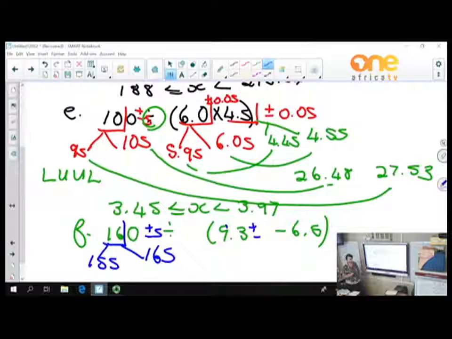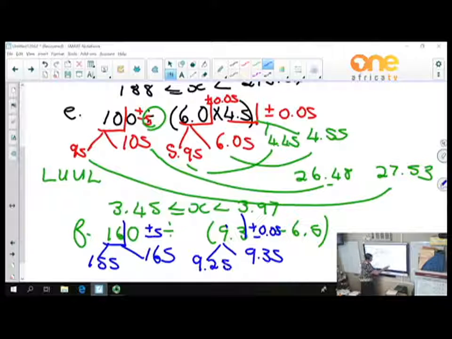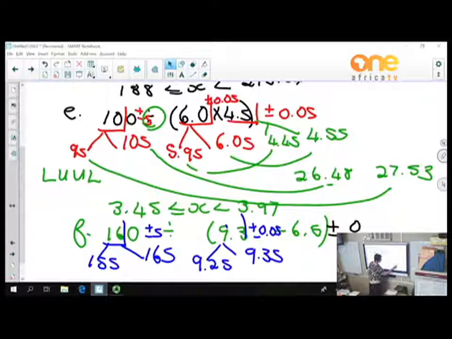Now let's look at this one. What will the maximum error be here? Look now, there are two significant figures. What is the maximum error? Yeah, that's right, 0.05. So the upper bound is 9.35 and the lower bound is 9.25. And the same thing here. What is the maximum error here? Yes, that's right, plus or minus 0.05.